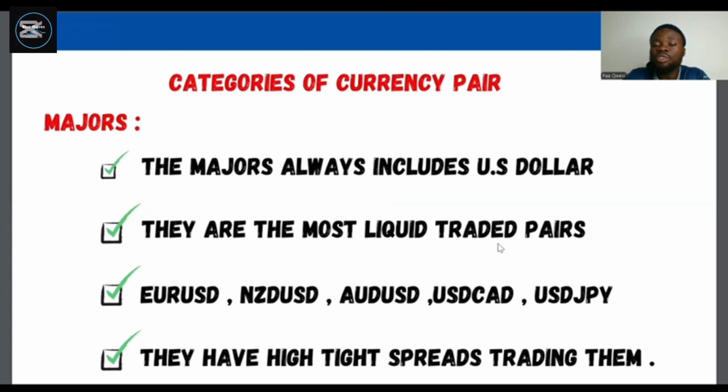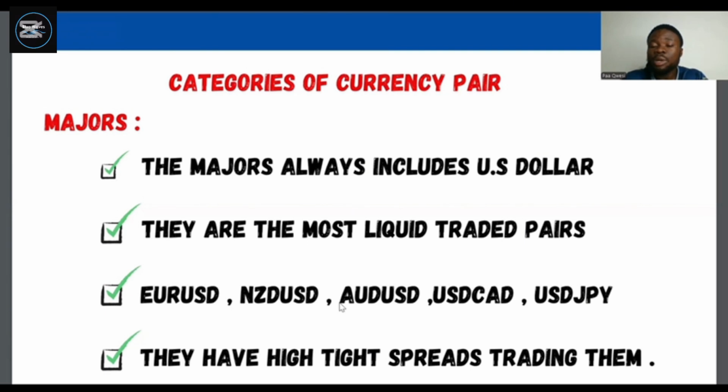So they are the most liquid traded currency pairs. As I explained earlier, when you talk about liquidity, it means that a lot of people are buying and selling the same currency pair. So it results in very small charges on the spread or commission you are going to be paying. Okay, so please take note of that. They have tight spreads. Spread is like a commission, an amount of money you are going to be paying on any trade you are going to be executing in the forex market.